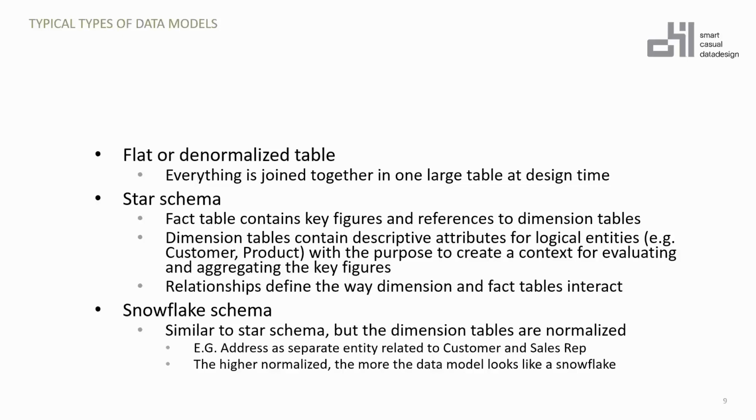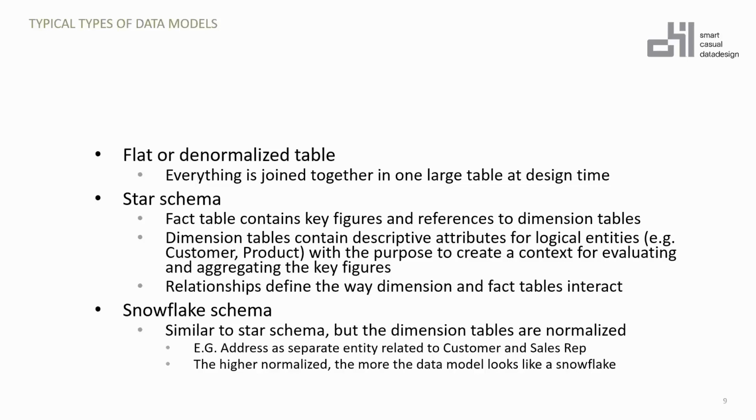And the way to actually create this context is by assigning relationships between the fact table and the dimension table, and those relationships are based on the references that are contained in both table types. It's called star schema because in a simple data model, you will have one fact table in the middle, and the other dimension tables are actually surrounding this fact table like the bars of the star.